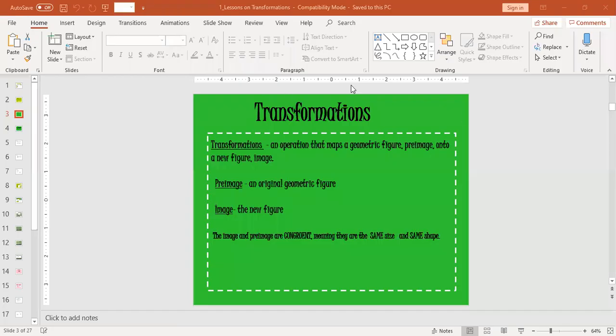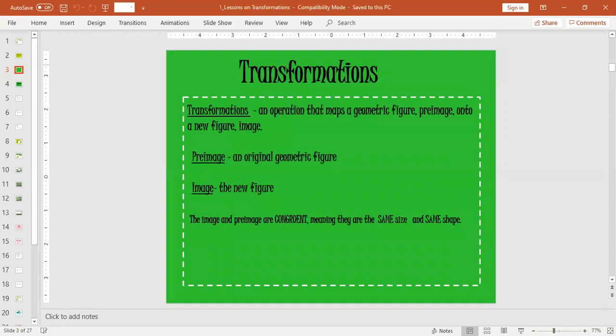Guys, I just want to do a quick recap from this week and do one or two more examples on transformations for you. Remember that a transformation is an operation that maps a geometric figure, the preimage, onto the image. The preimage is the original image and the image is the new figure.